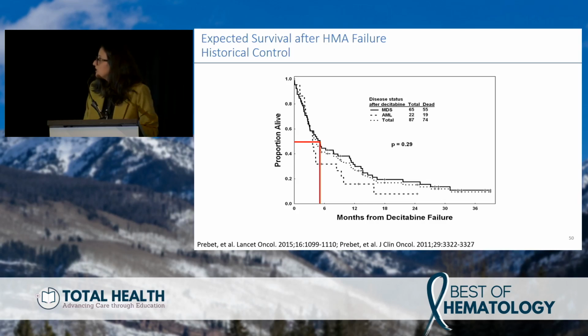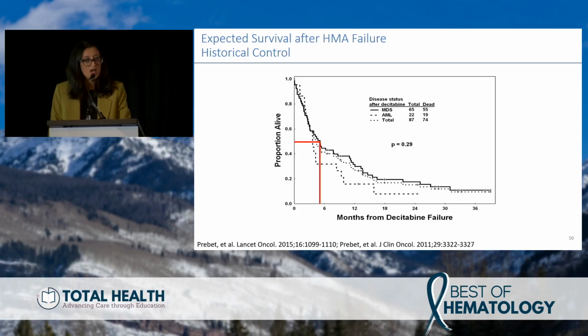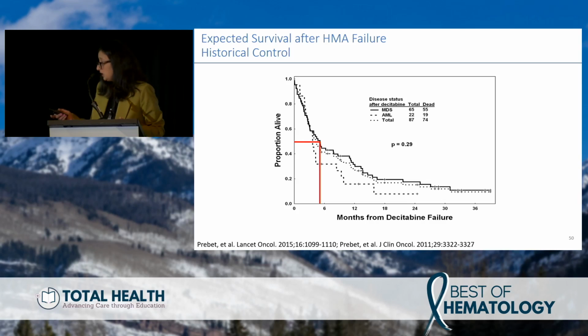So unfortunately, we still deal with this problem a lot of HMA failures. So in high-risk MDS, when patients have failed HMAs, it's still a very poor prognosis. We're looking at average overall survival of 3 to 4 months. So this is really dismal, and it's a tough population of patients to treat.